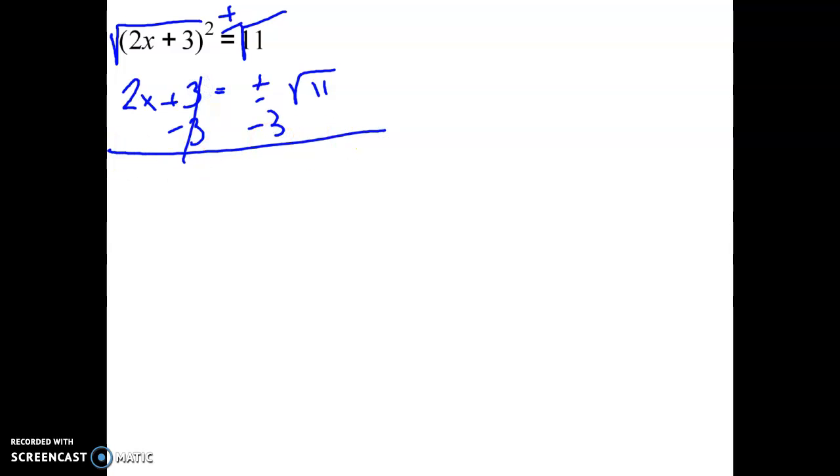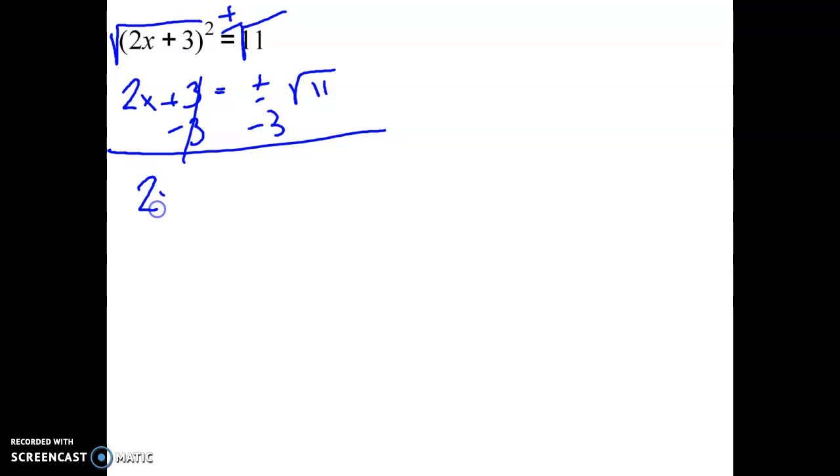Okay, so this one's a little bit different than the one with the 5 and the 4, because the 5 and the 4 were both integers. We could add them, we could subtract them, but square root of 11 is not an integer. Square root of 11 is an irrational number, and so I cannot put those together. The 3 is outside of a square root, the 11 is inside of a square root. I can't combine them as far as making a 14 or making an 8.